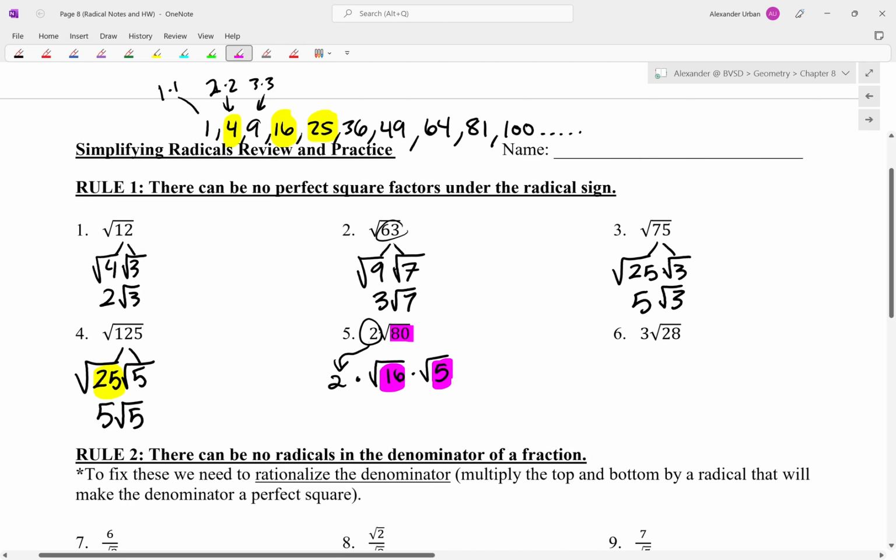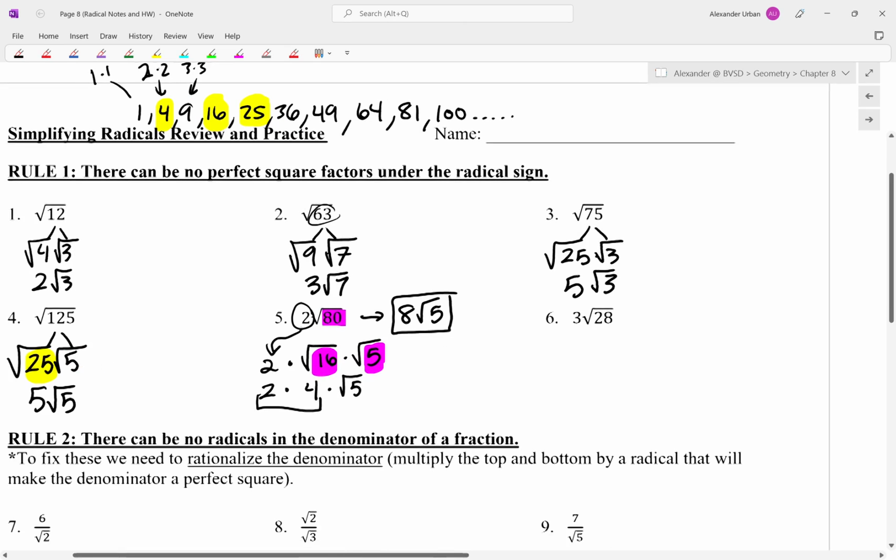And both of those are in the square root because I'm splitting up that square root into 2 different factors, 16 times 5. But the square root of 16 is going to be 4, so this is now 2 times 4 times root 5. And now we have to multiply the 2 and the 4, and we end up with 8 root 5. That is our simplified radical.